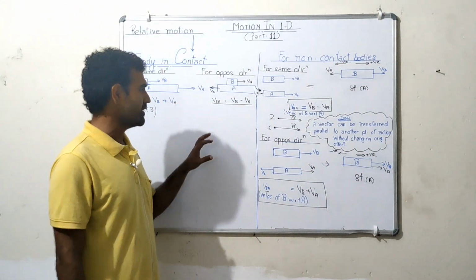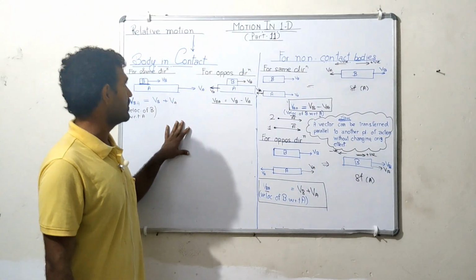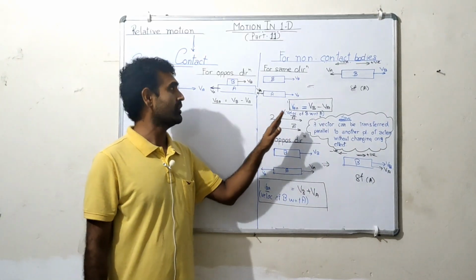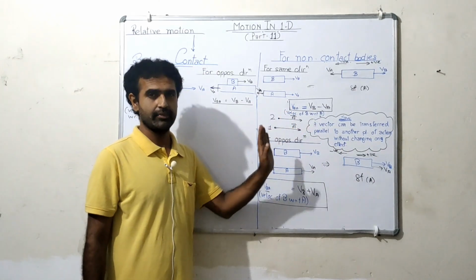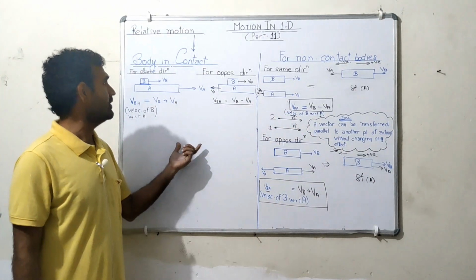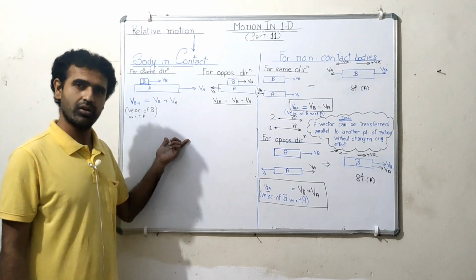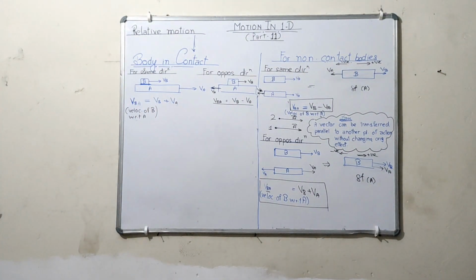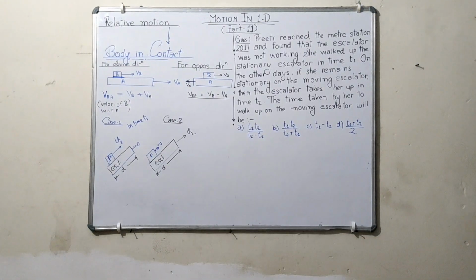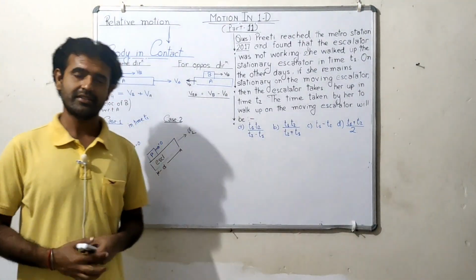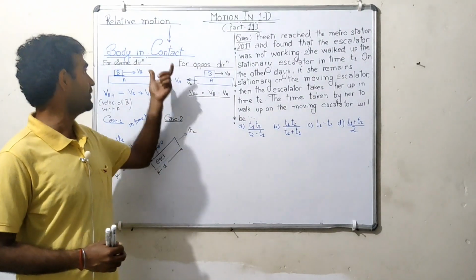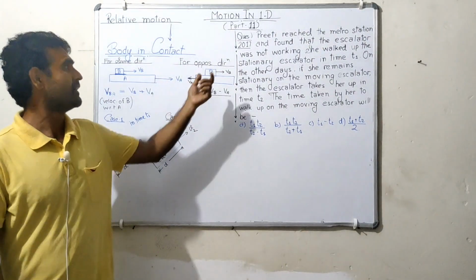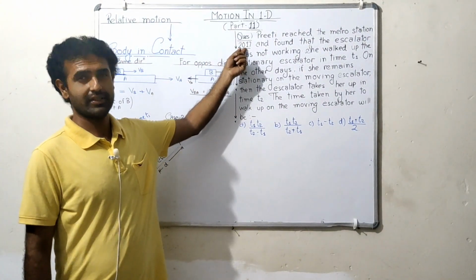Now we will see the question based on bodies in contact, which will make the concept clear, and then we will see the question on the non-contact bodies. So first let's start with the question with the bodies in contact. So let's start with the question that will give the clear view about the relative motion for the bodies in contact. This is the question which has come in NEET 2017.